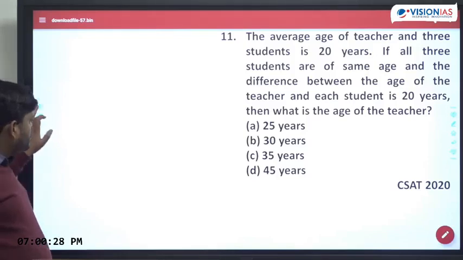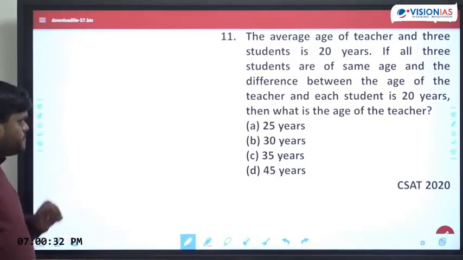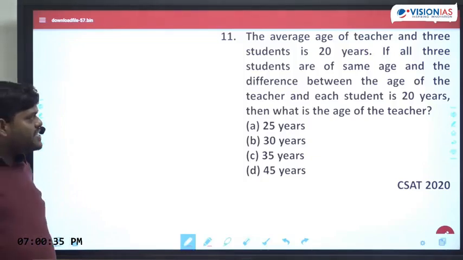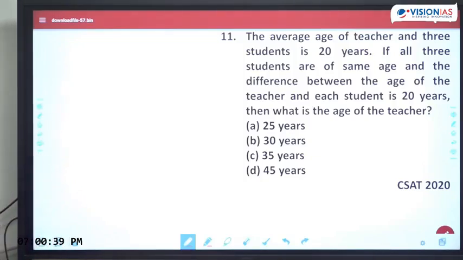Okay, try this question. The average age of a teacher and 3 students is 20 years. If all 3 students are of the same age and the difference between the age of the teacher and each student is 20 years, then what is the age of the teacher?